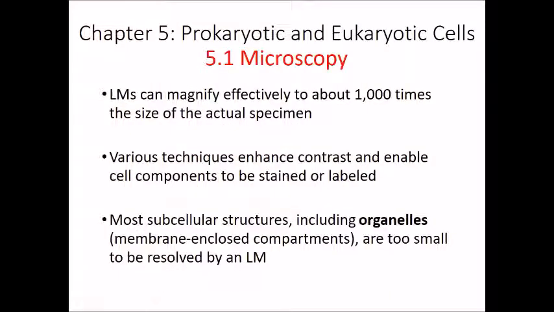So next, microscopy can magnify effectively to about 1,000 times the size of the actual specimen, because the eyepiece is 10 times, and the highest magnification of the objective lens is 100 times. So 100 times 10 is equal to 1,000. Okay. So various techniques are also used to enhance the contrast and enable the cell components to be stained or labeled. Most subcellular structures, including organelles, are too small to be resolved by a light microscope.